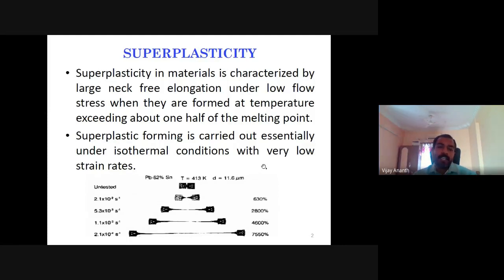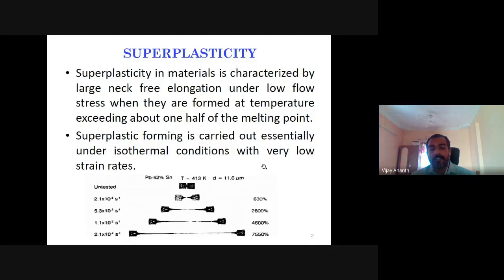Normally we heat the material to more than half of its melting temperature. Suppose aluminum has a melting point of 660 degrees centigrade, then we go ahead with around 400 degrees centigrade. Above 400 degrees we heat the component, and then we can do superplastic forming. At the same time, the component should be under isothermal conditions, and only then can we form it. Here we have one example, lead and tin.